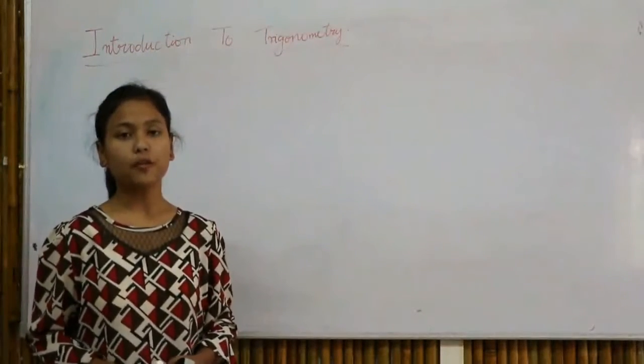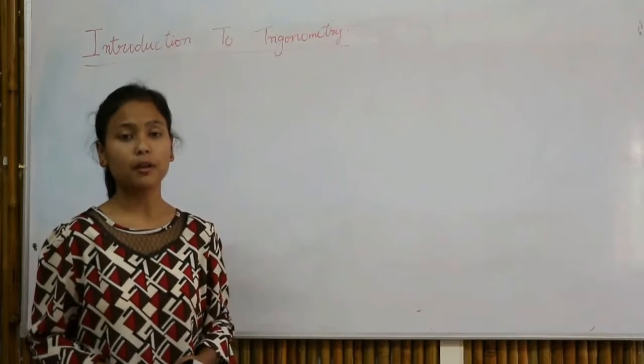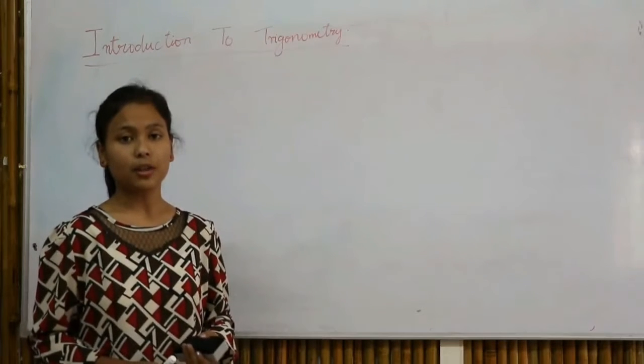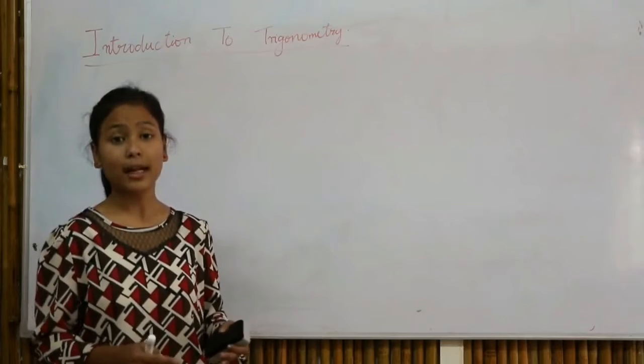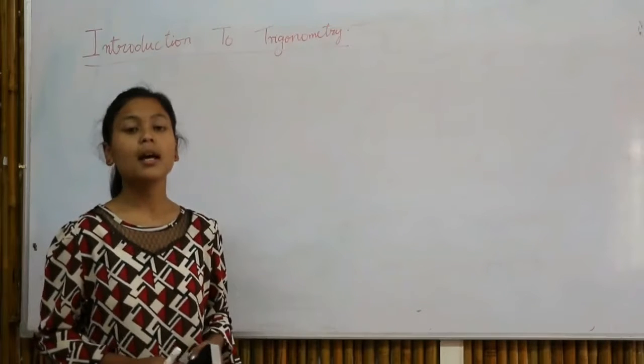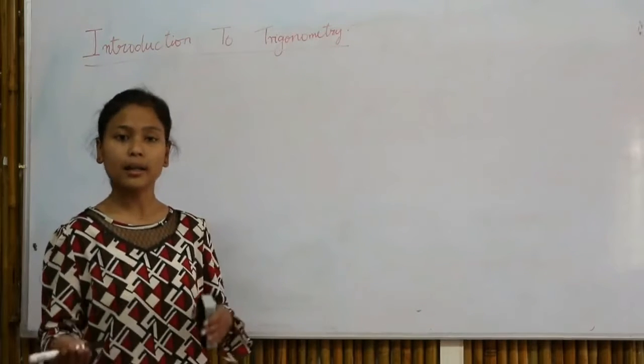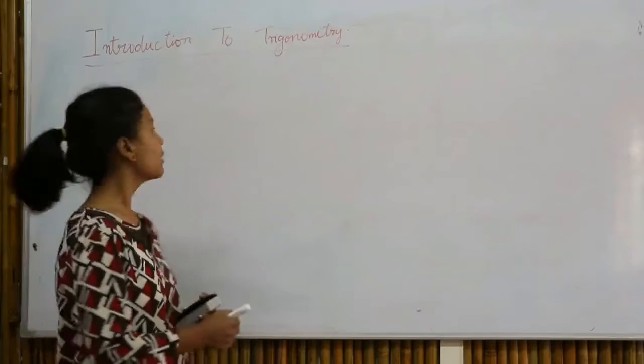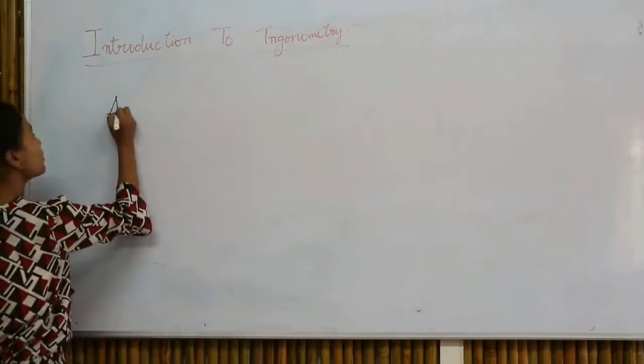Trigonometry is a branch of mathematics which deals with the measurement of sides and angles of a triangle, where that triangle is known as a right angle triangle. Okay, now let us come to angles. What are angles?